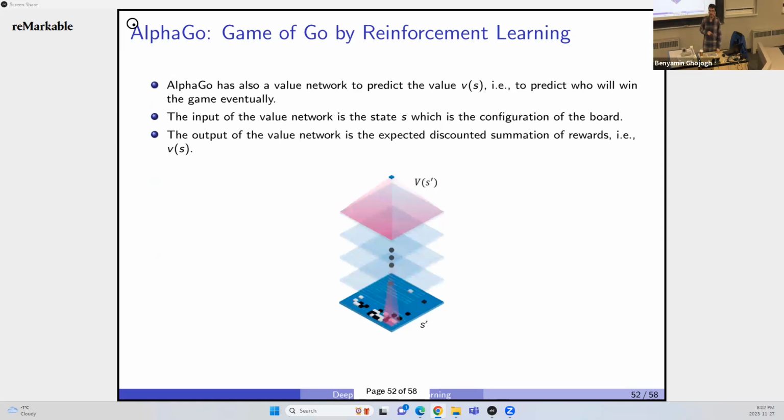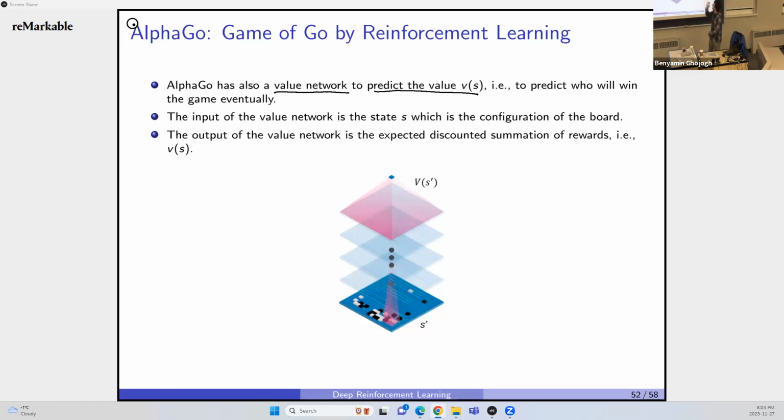Now, they have another network, and that's the value network. What does it do? It predicts the value V(S). S is the state, the board configuration, as input of this neural network. The neural network tries to approximate the value. So its output is the value, the best reward for that state, right? So basically, what does it mean? How good my board configuration, my state, is.